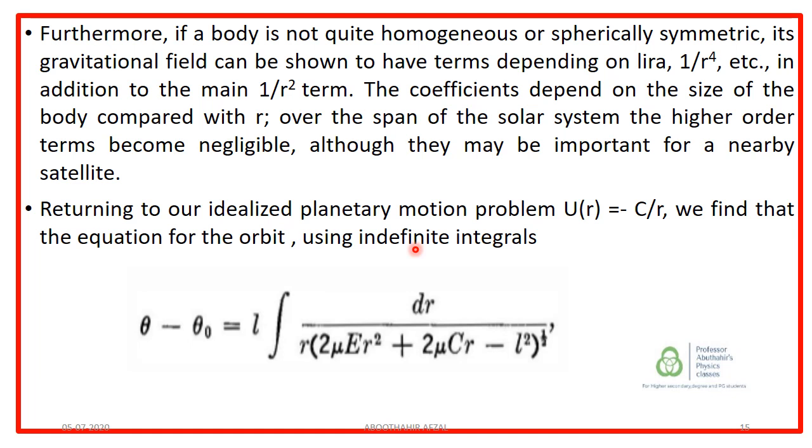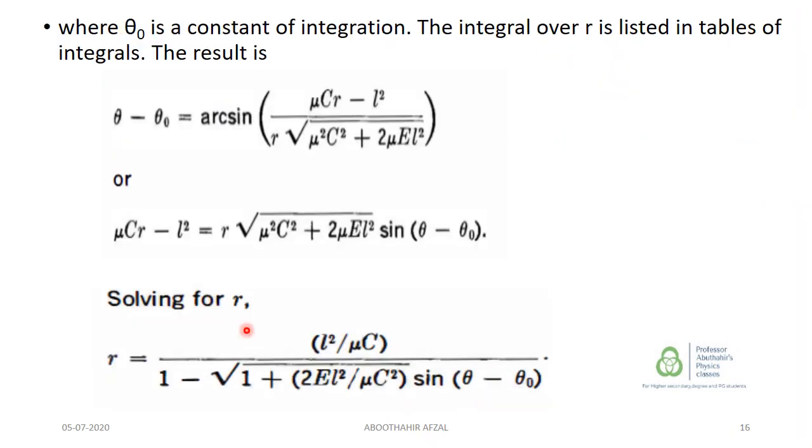In this case, we come to the expression for the angular displacement of the satellite, theta, where the initial angle is theta 0. Theta minus theta 0 is the integral of L dr divided by r times the square root of 2 mu E r square plus 2 mu C r minus L square. The first term refers to the kinetic energy. The second two terms refer to the potential energy of the satellite. This is pure kinetic energy in the radial direction. This is the kinetic energy in the angular direction. And these two terms come from the effective potential energy. This integral will give you the angular displacement of the satellite.